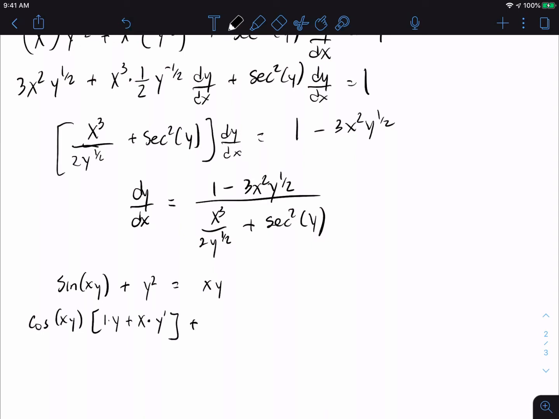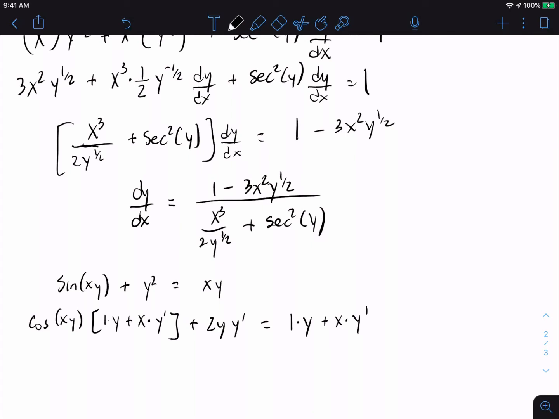Then plus 2y, but then we need the y prime, right? Because of the chain rule. Do you agree? Sure. All right. And then we already did this one. It's right here, right? This is just this piece right here repeated. Do you agree? Yeah. So I'm going to get 1 times y plus x times y prime.